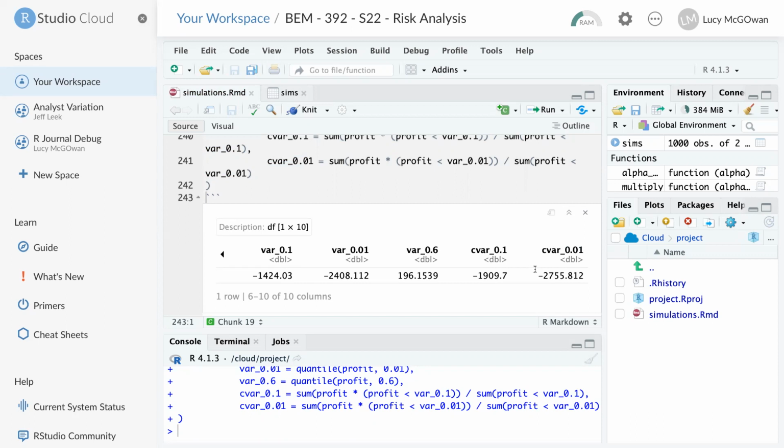So the conditional value at risk is always going to be worse than the value at risk because it takes the average of all of that area to the right or to the left of that distribution. This is saying if we were to be in this 1% scenario, we've got a 1% chance of losing $2,400 or more. And this says if we are in that 1% scenario or worse, on average, we're going to lose $2,700.